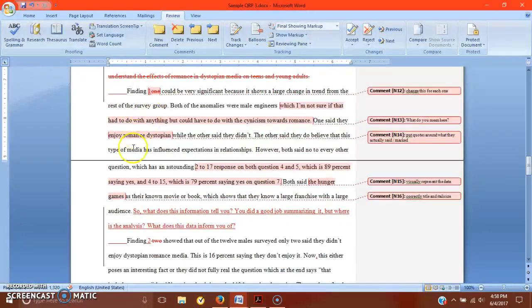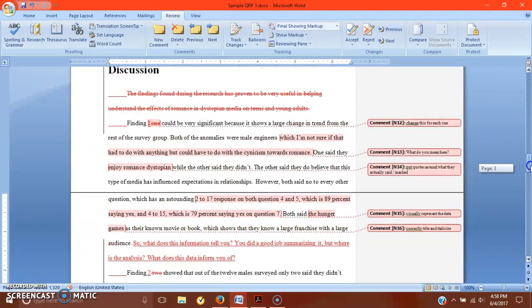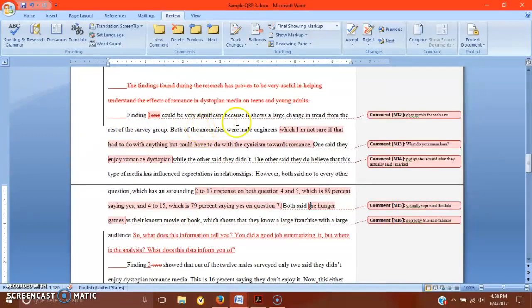Both said the Hunger Games, both as in, I'm sorry about that. Computer's freaking out. Finding one could be very significant. It shows a large change in trend from the rest of the survey group. Both of the anomalies were male engineers, which I'm not sure if that had to do with anything, but could do with cynicism toward romance. Her whole project was over perceptions of dystopian romance and how realistic they were in the real world.